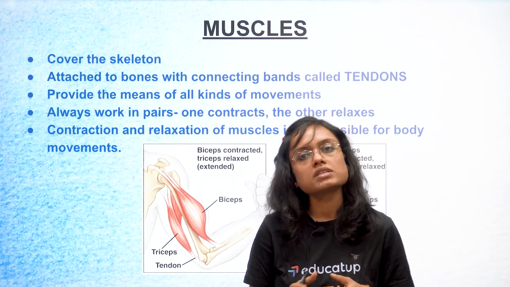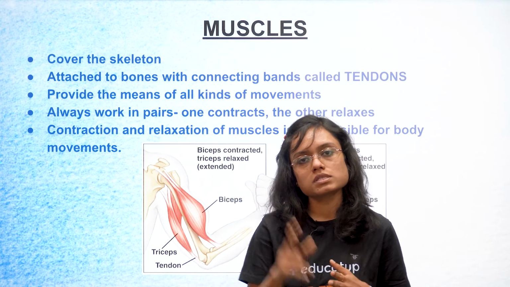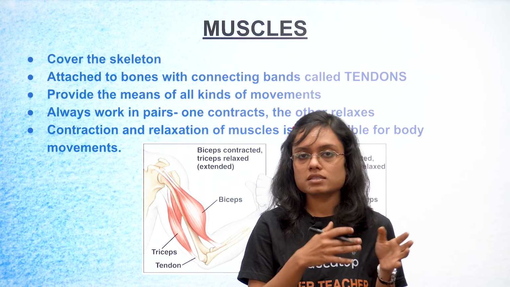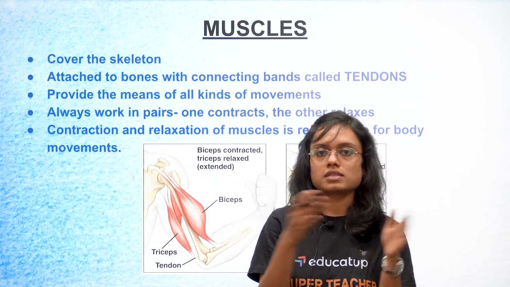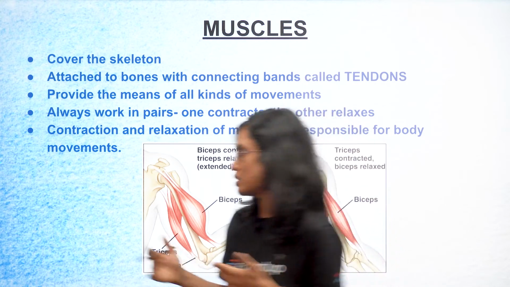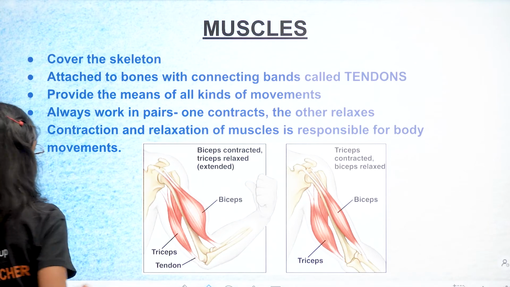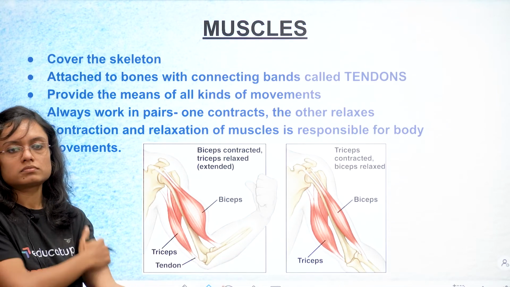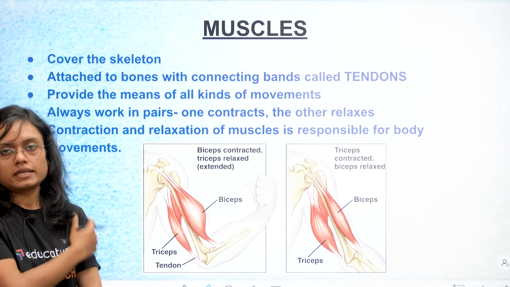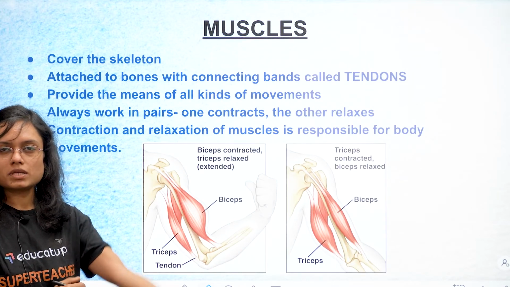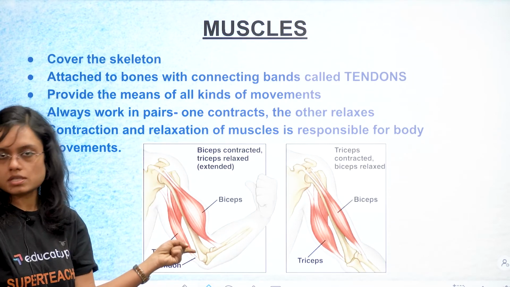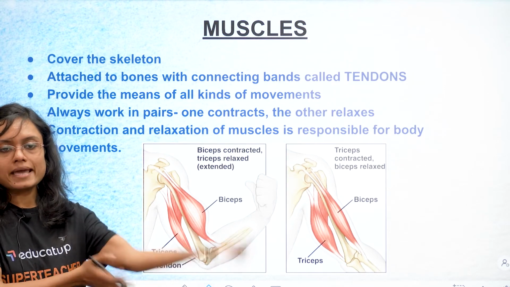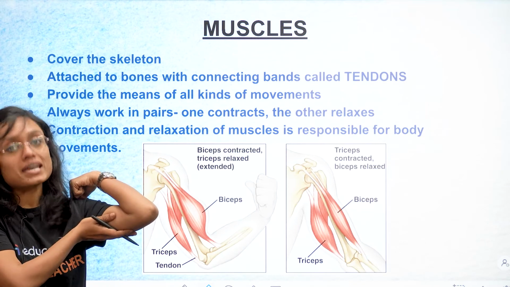Now muscles are always present in pairs, that is, every type has two muscles, A and B, and they work in pair. Like if A contracts, B relaxes. If B contracts, A relaxes. Now understand this thing. These are the muscles of your forearm. Sorry, upper arm. These are the muscles of your upper arm. When you show someone your muscles like this, this is that thing. Now the front part is known as biceps and the back part is known as triceps.